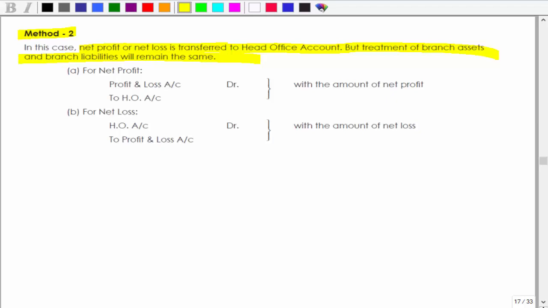Let's see how to transfer the profit. Let's say when the branch reports profit, they'll have some figure in P&L account and that will go to HO. It means if there is a profit, P&L account should be debited and HO should be credited with the amount of net profit. And if there is a loss, HO account should be debited and P&L should be credited with the amount of net loss. Let us understand this in detail by taking up a practical case in the next session.